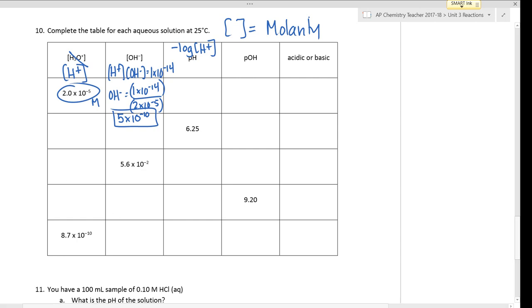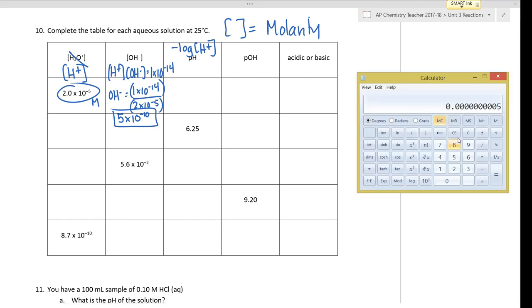So let's go back to our calculator, and I'm going to clear things out, and I'm going to find the log button. Depending on how your calculator works, sometimes you hit log first, there it is, or sometimes you hit it afterwards. It looks like in this calculator I'm supposed to type in the number first, then hit log. So I'm going to clear it out.